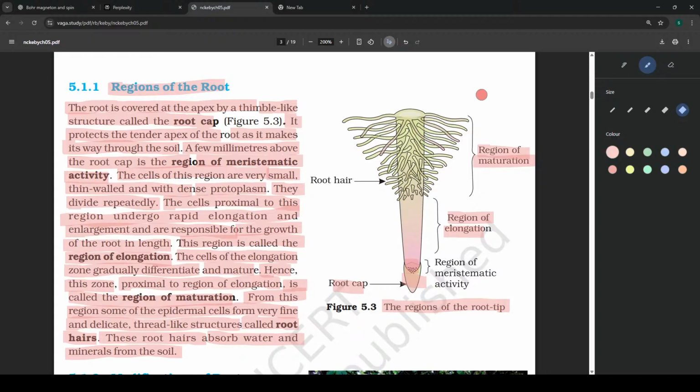And just above the region of meristematic activity, we see the region of elongation. Proximal to it, close to it, above it is the region of elongation, and here the cells undergo rapid elongation. In the first case, we saw the cells were small, with dense cytoplasm and thin walled, but in the region of elongation, these small cells start to elongate to increase the length of the root, more specifically.